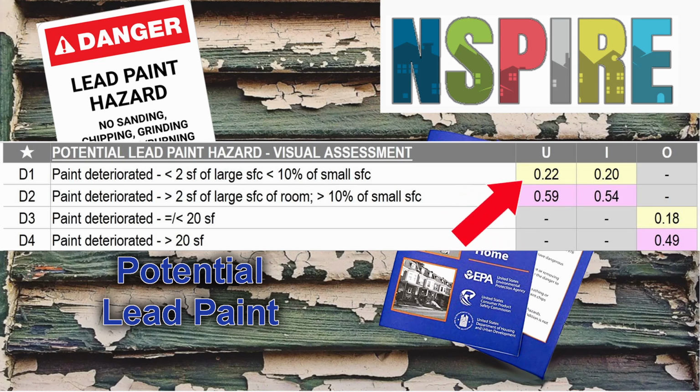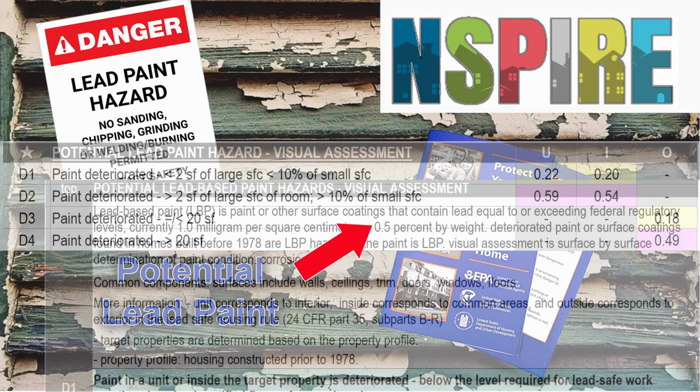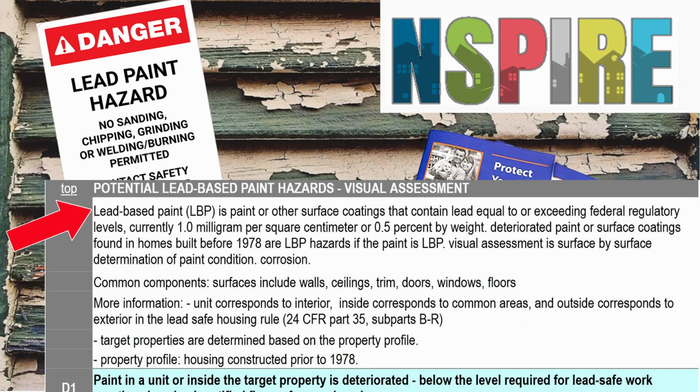Deficiency 1 is worth about 0.22 in a unit, 0.2 on the inside. This, like all of our videos, is based on a 100 unit property. Deficiency 2 is worth 0.59, call it 0.6 of a point, 0.54 on the inside. Deficiency 3, which is outside only, is worth 0.18. Deficiency 4 is 0.49, and again, that's outside only, and that is a 100 unit property. So let's look closer at the more full definitions.